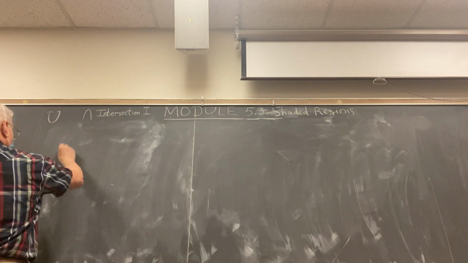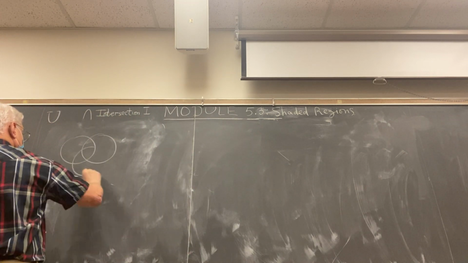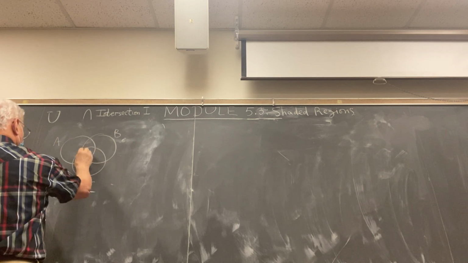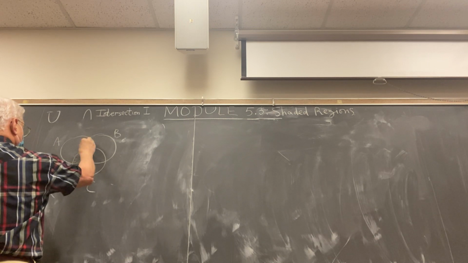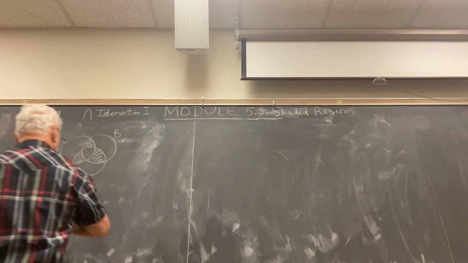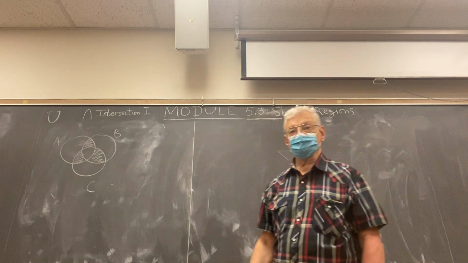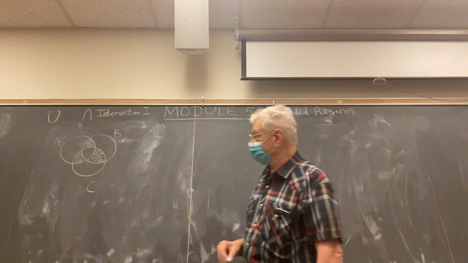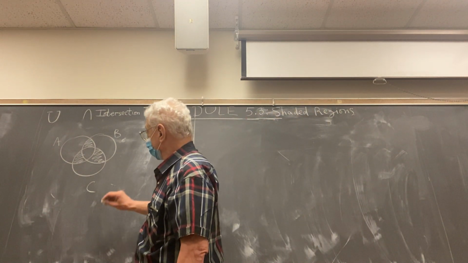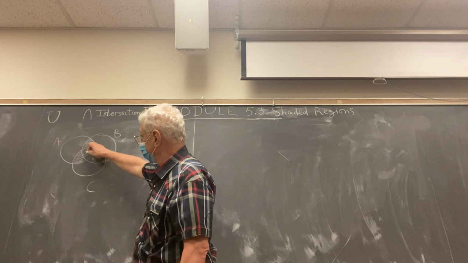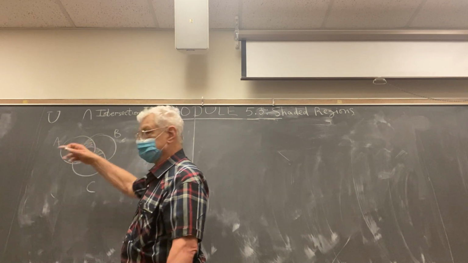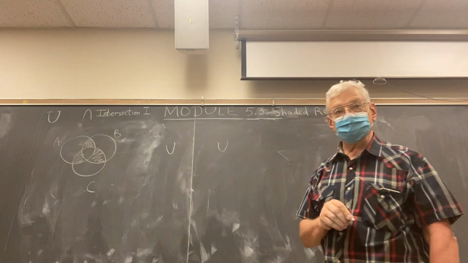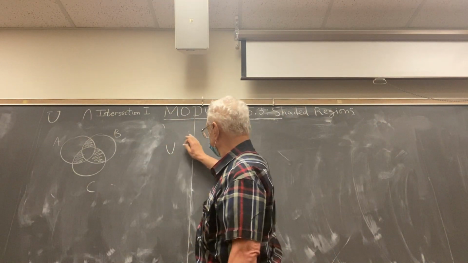Okay, 3 circles, 3 sets, A, B, C, and we want to describe this part, the 3 of them all together. So how to do that? First of all, what is that? It's a union, right? Union this, that, and that. 2 unions. One set, another set, and the third set.